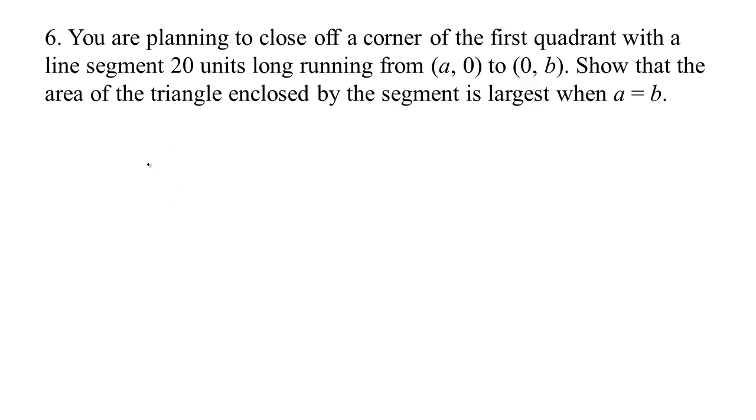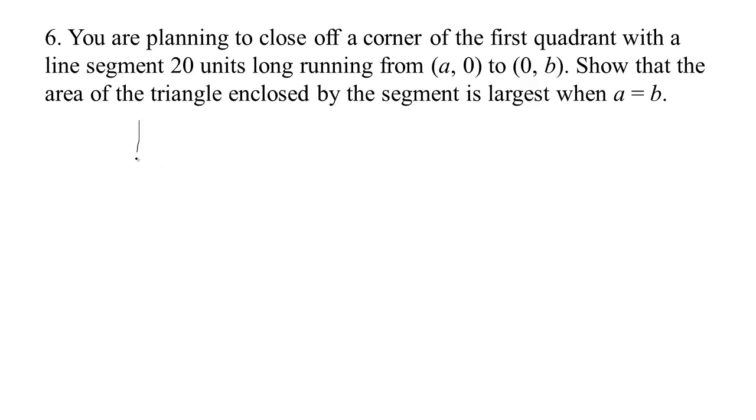Here's one that's pretty much just geometric. I'm going to read through the problem. You're planning to close off a corner of the first quadrant with a line segment 20 units long, running from some point (A, 0) to some point (0, B). Show that the area of the triangle enclosed by the segment is largest when A equals B.